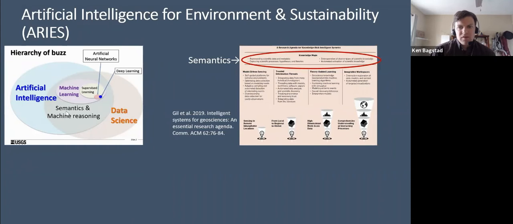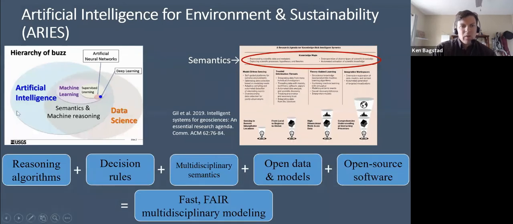So when we combine those with semantics, which are really the framework for AI and for computer understanding of what content is that's placed on the web, we combine algorithms that let a computer reason, rules about when a computer should pick a particular data or model for a particular part of the world or at a particular spatiotemporal scale. Semantics, as I've talked about, and an ecosystem of open data and models, plus open source software and ARIES, we can get to fast and fair multidisciplinary modeling.